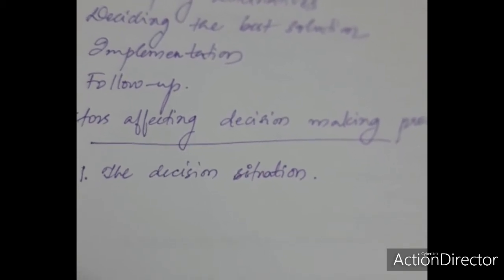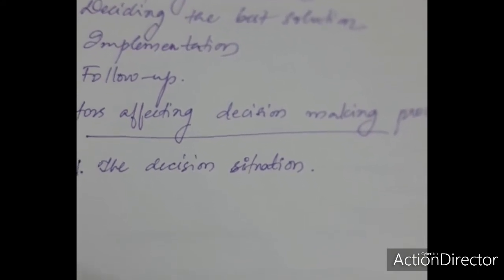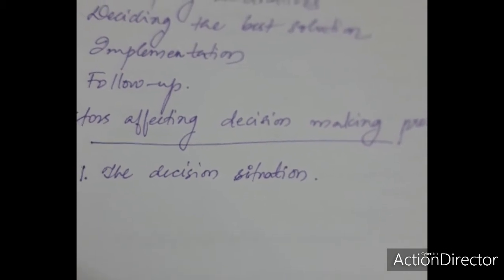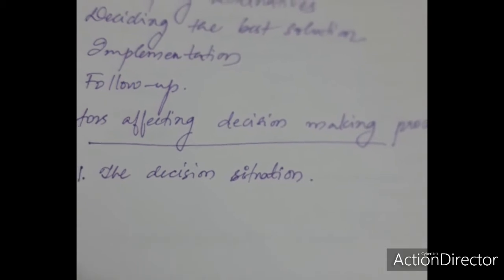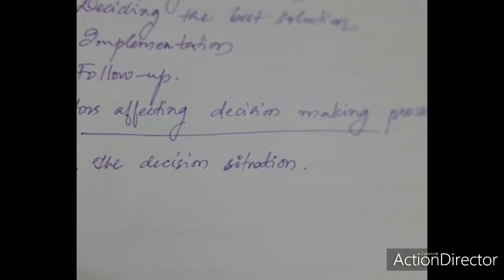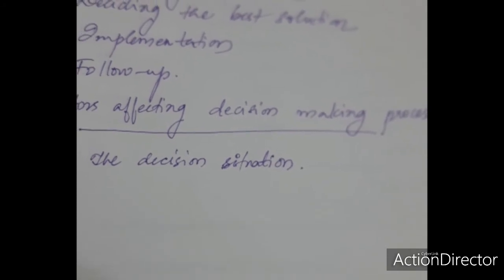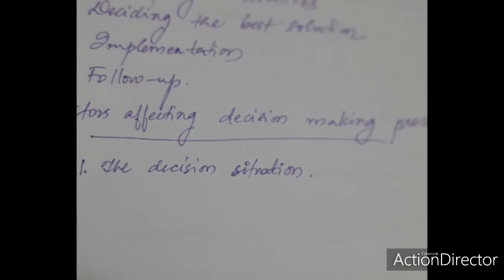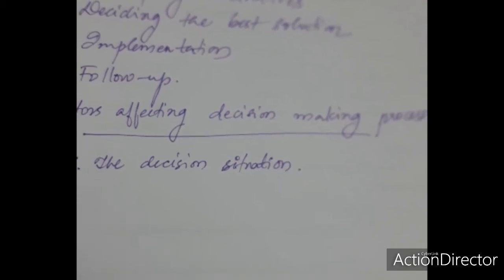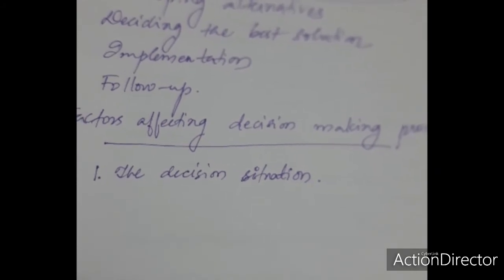So it might be a possibility of guesswork. In the risk factor, we are very well aware of the probability of the outcome, whereas in uncertainty it is unknown. That is, we're not sure about the result or the outcome. So this is one factor which affects the decision making process, that is the decision situation, the situation in which we are taking the decision.